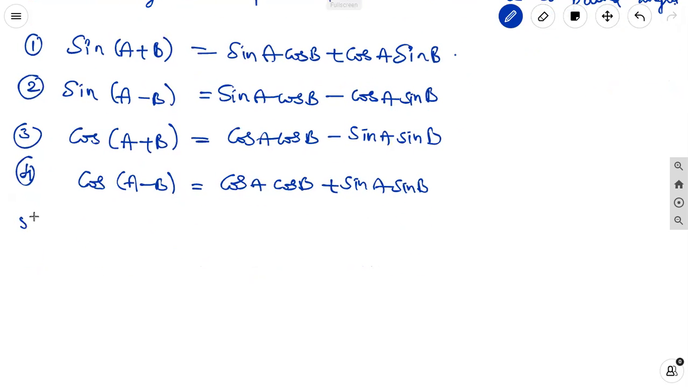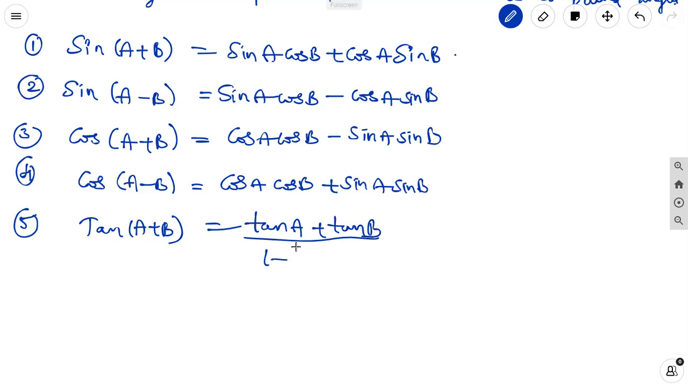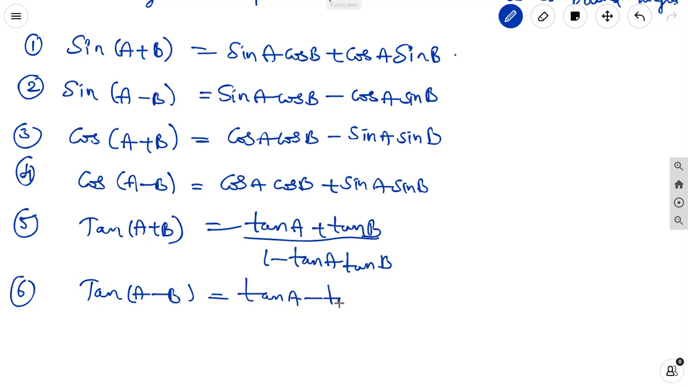Next, fifth one, tan of A plus B is equal to tan A plus tan B by 1 minus tan A tan B. Sixth one, tan of A minus B is equal to tan A minus tan B by 1 plus tan A tan B.